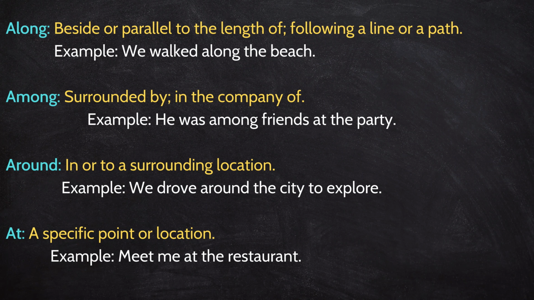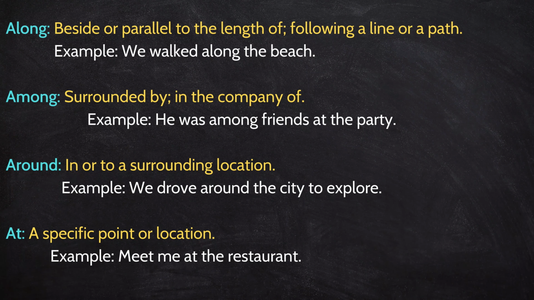Example, we walked along the beach. Among, surrounded by, in the company of. Example, he was among friends at the party. Around, in or to a surrounding location. Example, we drove around the city to explore. At, a specific point or location. Example, meet me at the restaurant. At we also saw for time, but here we are using it for location.